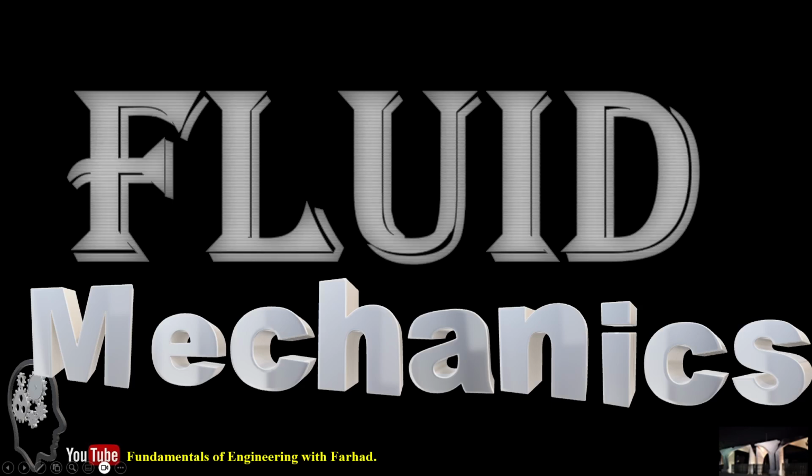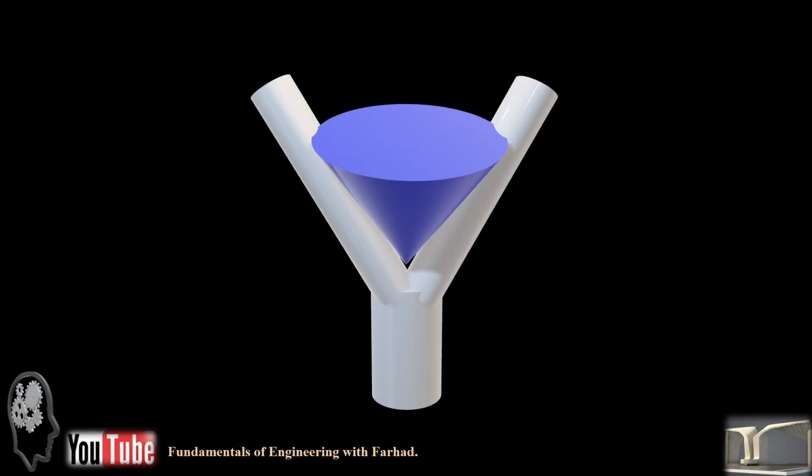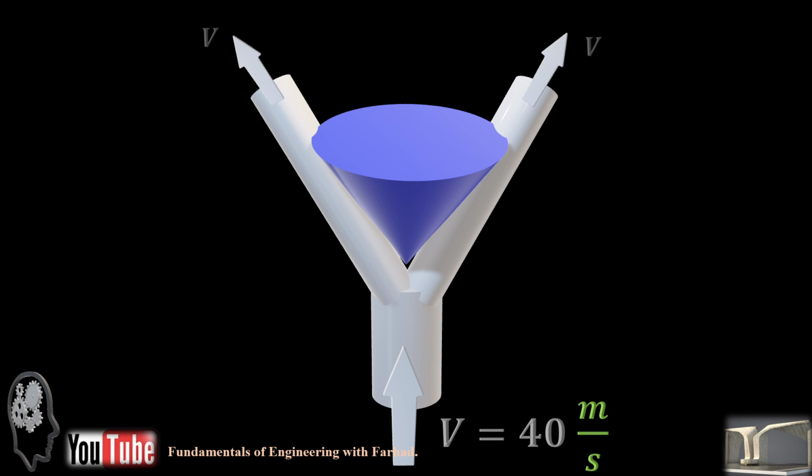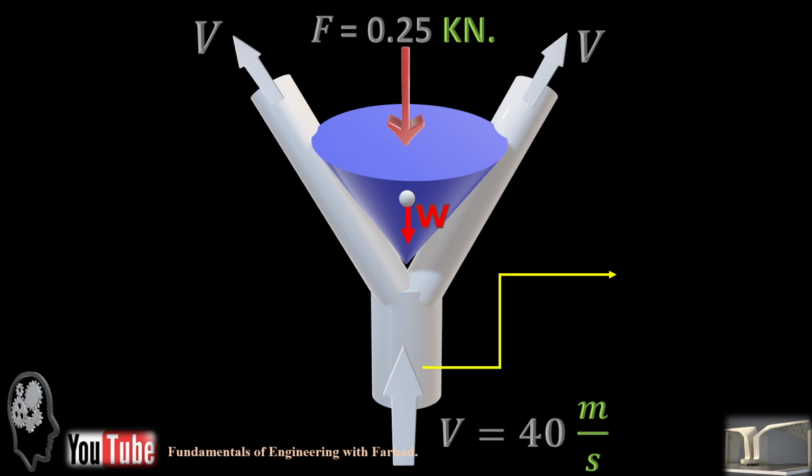Hi everyone, fluid mechanics. In this example, we have an upward airflow, an air jet, which collides with an upside down cone with an angle of 60 degrees. And the cone applies a force of 0.25 kilonewton to the airflow and dissects it into two branches of flow in a symmetrical shape.